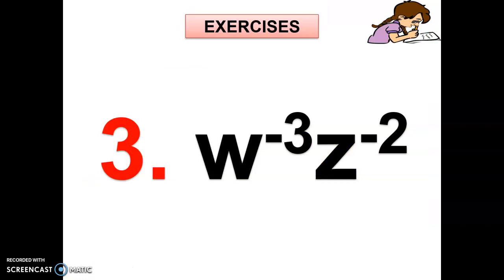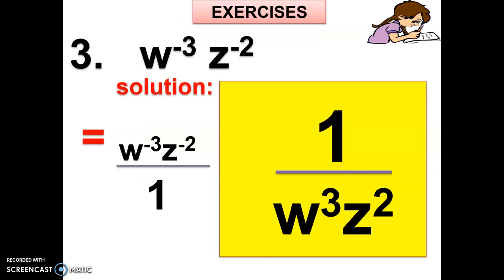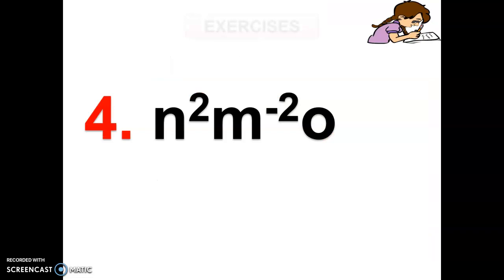Okay. Number 3. W raised to negative 3 and Z raised to negative 2. So, since this is a whole number, ang ilalim po nito or the denominator is 1. So, take the reciprocal again. So, the answer will be 1 over W raised to positive 3, Z raised to positive 2.